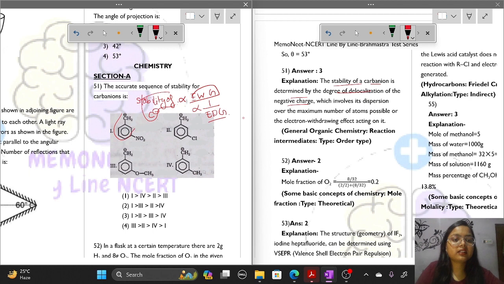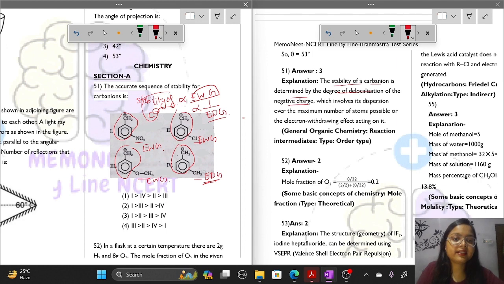So this part is common in all the options. Now let us see what is varied here. Here NO2 group is there, here Cl, here OCH3 and here CH3. We know that NO2 is an electron withdrawing group. Chlorine is also an electron withdrawing group, OCH3 is also an electron withdrawing group, and CH3 is an electron donating group. So if it is electron donating, then its stability will be the least among all these four.